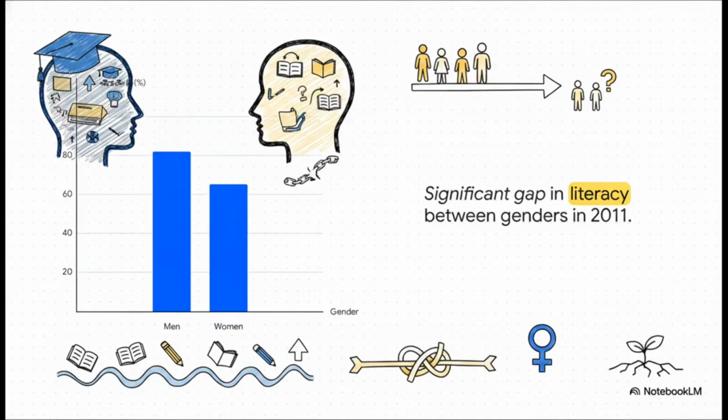Take a look at these numbers based on 2011 data. You can see a massive gap in literacy between genders, 82.14% among men compared to just 65.46% among women. Gender inequality, whether we're talking about education or the horrific practice of gender discrimination at birth, is a massive roadblock to a nation's human development. We simply cannot achieve high HDI without bringing women fully into the mainstream of development.